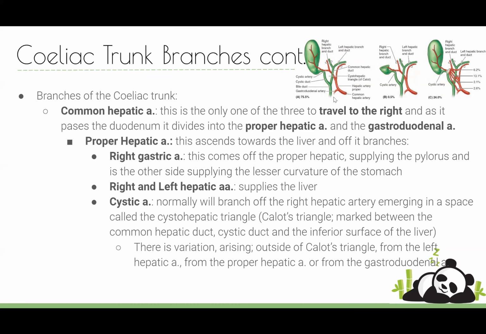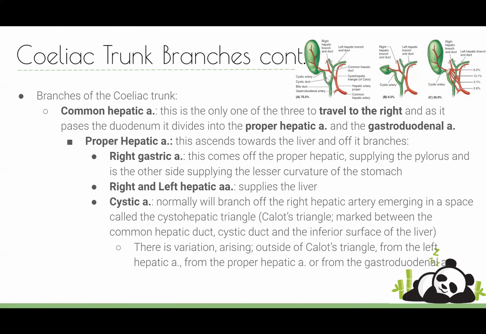I have a better picture coming up, but this is just for now. The right gastric artery will come off the proper hepatic and will supply the pylorus and the other side of the lesser curvature, so this will connect to the left gastric. The right and left hepatic arteries will supply the liver, and so does the cystic artery. Normally the cystic artery will come off the right hepatic, but there are variations to that.